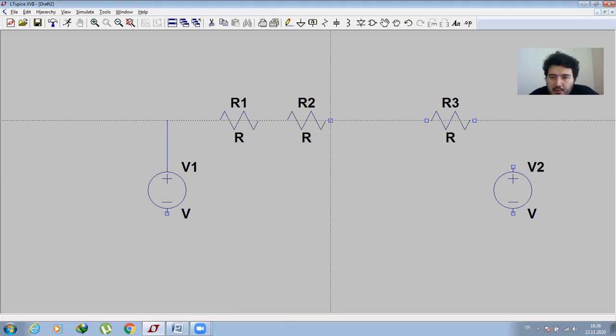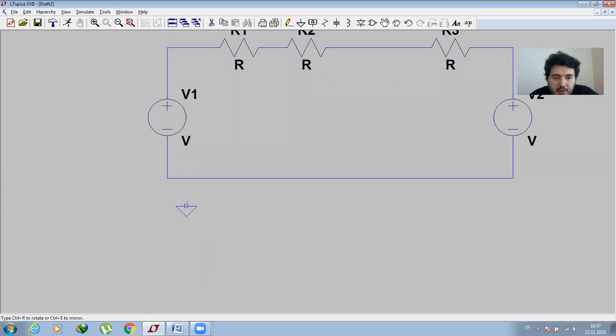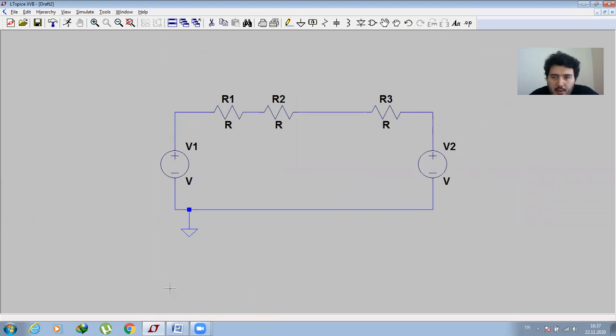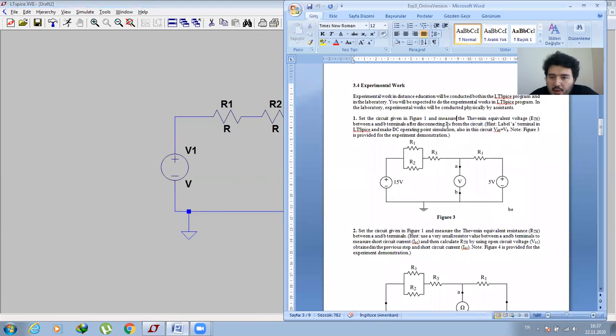I'm creating the connection lines. So please don't forget adding ground. I'm adding my ground. So you can see my circuit. It looks like this.